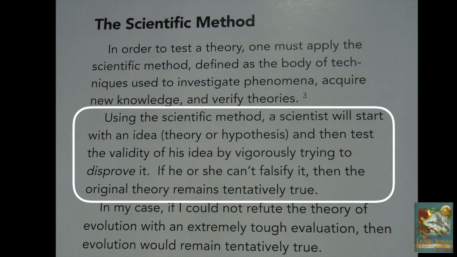And then he had to figure out some experiments. How can we prove this? The scientific method: a scientist will start with an idea and then test the validity of his idea by vigorously trying to disprove it. And if he can't falsify it, then the original theory remains tentatively true. He's trying to falsify evolution.